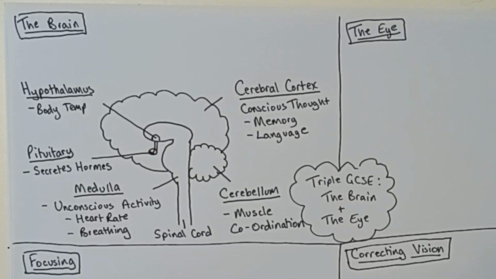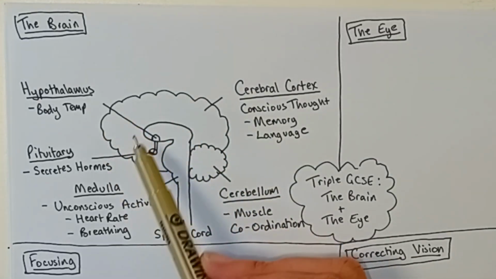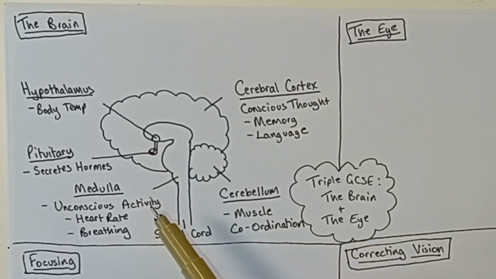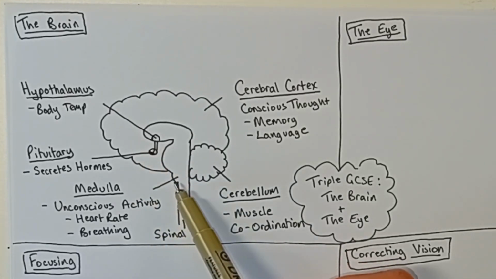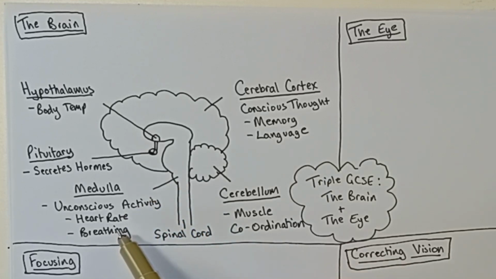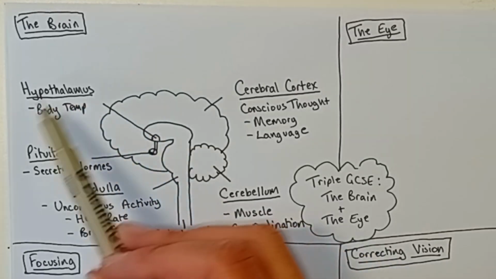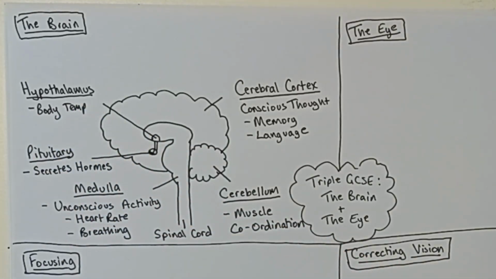So that's the brain then. The cerebellum in charge of muscle coordination, cerebral cortex in charge of memory, language, sight is processed somewhere near the front here. And then we've got the brain stem with the medulla in charge of heart rate and breathing. And then we've got these two structures here, the hypothalamus and the pituitary, which we'll meet later on.